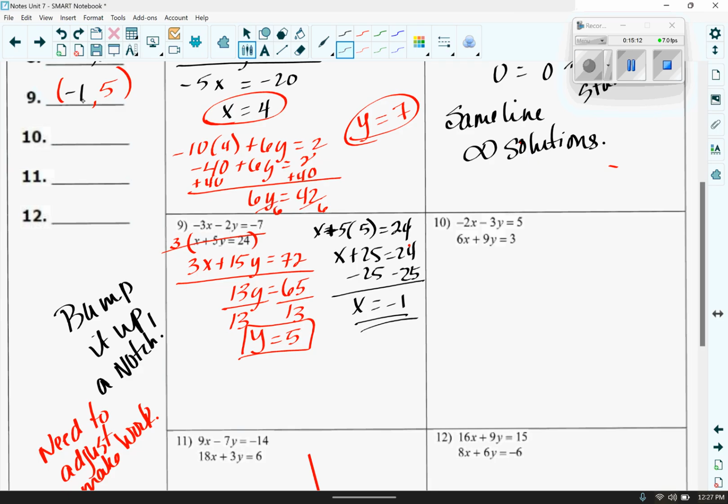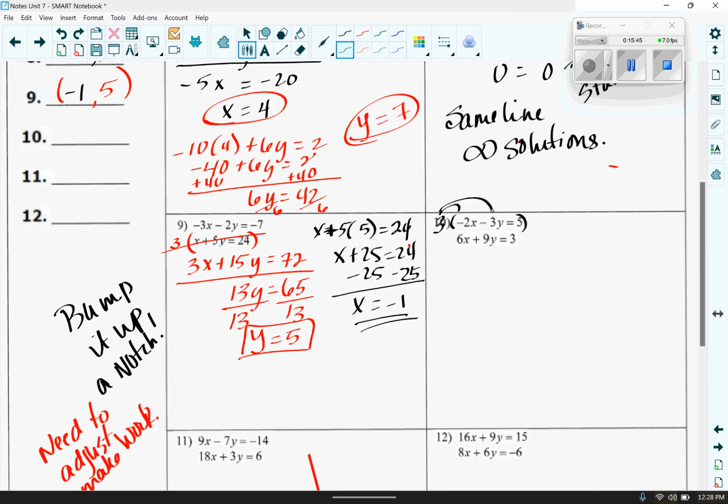Number 10, doing the same concept-wise, I'm looking at my x's and I'm looking at my y's. The idea is that you figure out what is the least common multiple that can make them both work. Ideally, I look for a coefficient of 1 so that I can just multiply one time, or I look for things that are multiples of the other. So in this case, I know that I can get rid of my x's. They're already opposite signs. If I multiply this top one by a 3, that's going to give me a negative 6. That's what I want.